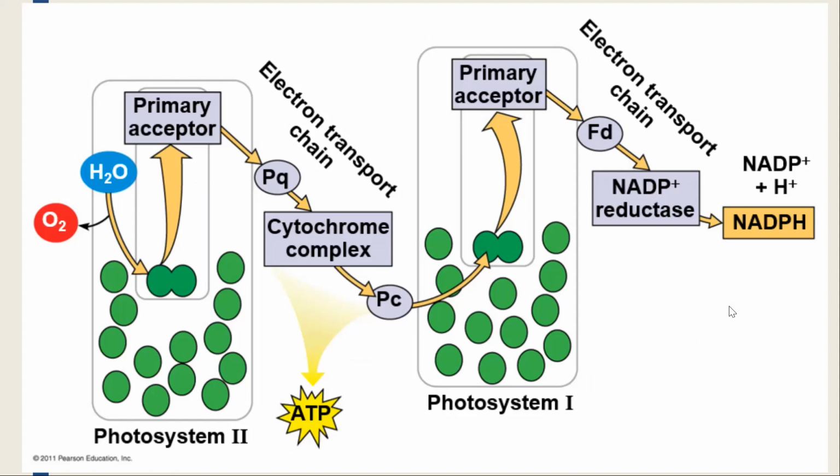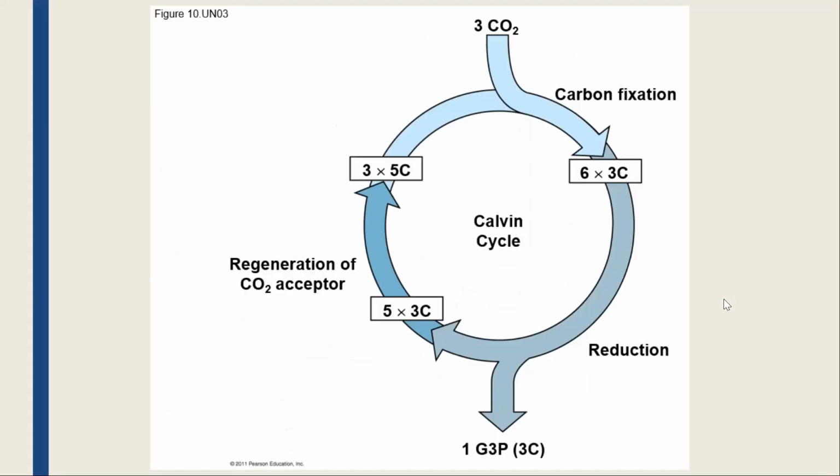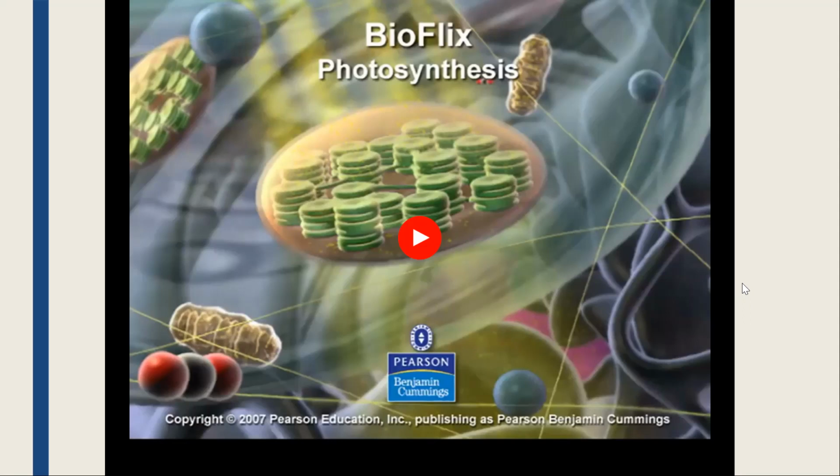And this diagram is just another diagram summing up photosystem 1 and photosystem 2 and those two electron transport chains. And then this is just another summary of the Calvin cycle. Carbon fixation takes place where carbon dioxide is converted into G3P. So it actually takes 2 cycles of the Calvin cycle to make 1 glucose. So you'd need 6 carbon dioxides to make 1 glucose. All right, so let's take a quick look at a little video that sums all of this up.